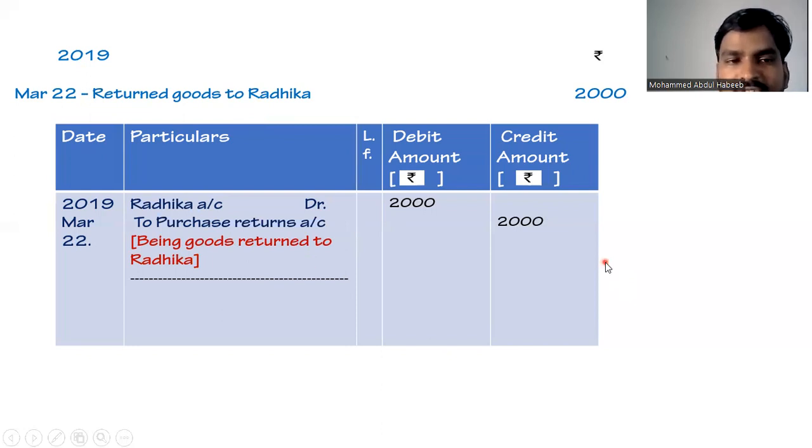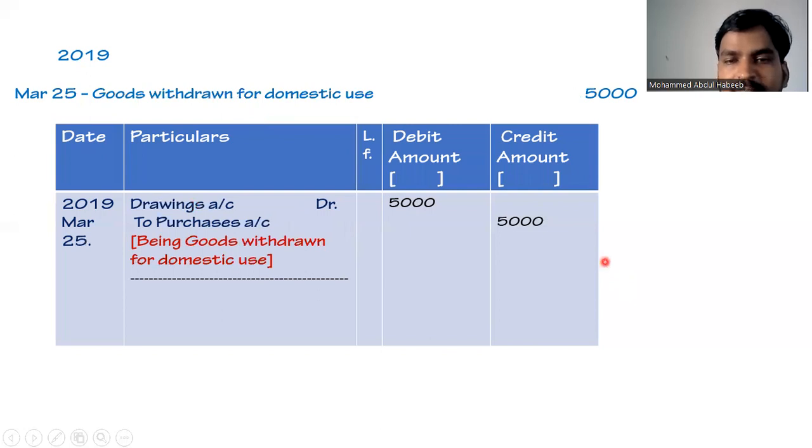Coming to the next transaction, which is on 2019 March 25. Goods withdrawn for domestic use 5,000 rupees. So here the date will be taken as 2019 March 25. The owner of the business can withdraw either cash from the business or goods from his business for his personal use. If the owner has withdrawn cash or goods from his business for personal use, it will be termed as drawings.